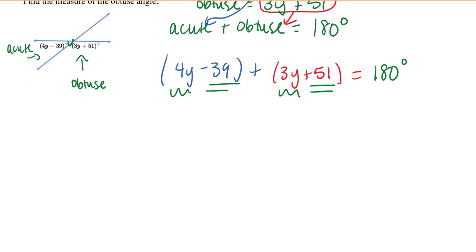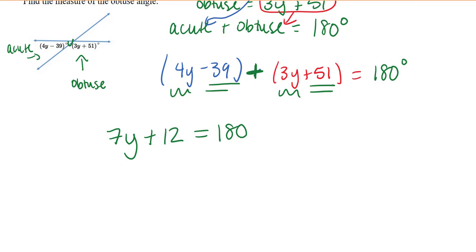So 4y plus, right, so this is a plus sign, it's plus 3y, so that's just equal to 7y. Now we have 51 minus 39. Well, 51 minus 39 is equal to 12, so we just can go plus 12. And now this is equal to 180.